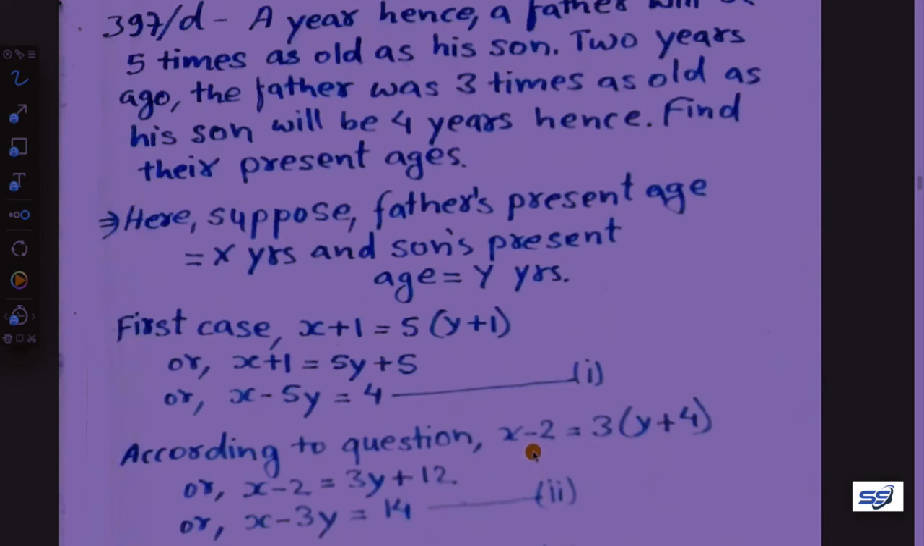As per the second case, we made the equation x minus 2 equals 3 into y plus 4. Now this equation shall be made a little simpler. x minus 2 equals 3y plus 12, or x minus 3y equals 14. Let this be equation 2. From the first equation, x minus 5y equals 4, and the second equation, x minus 3y equals 14, we will get the value of x and y, which means the age of father and the age of son.